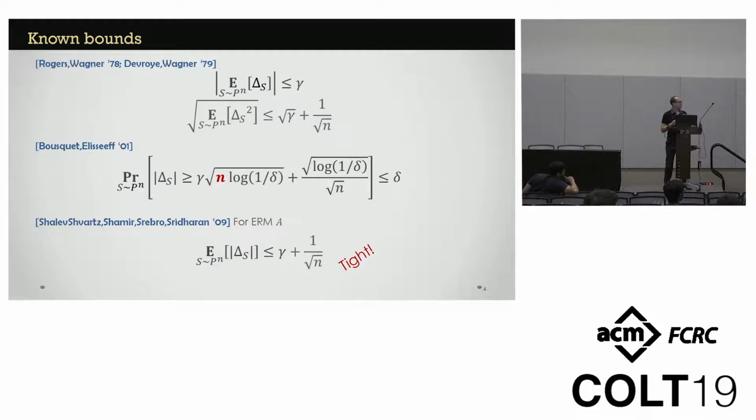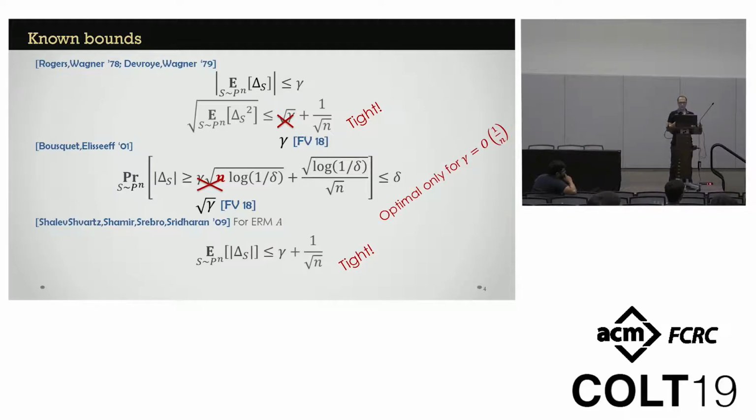I started working on this problem with Jan. And last year, we published a work in which we improved two results. The first one we improve is this bound on the second moment, where we give the tight bound of gamma plus 1 over square root of n. And the second one we improve is the high probability generalization bound. We improve from gamma times square root of n to square root of gamma. This is no longer vacuous, but still it only gives the tight rates in the regime where gamma is very small, on the order of 1 over n, which is not the interesting regime.